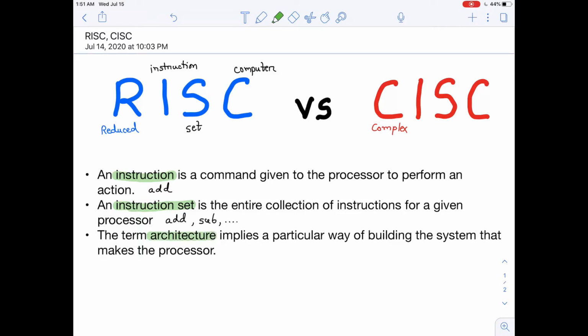So architecture. Well, the term architecture implies a particular way of building the system that makes the processor. Obviously, to be able to execute the instructions that I mentioned earlier, you need a processor, and how you build that processor is called the architecture.